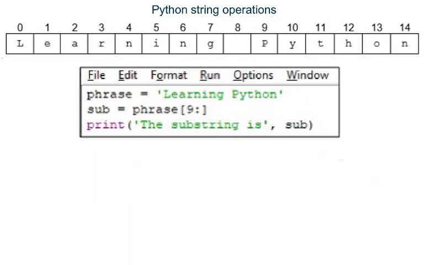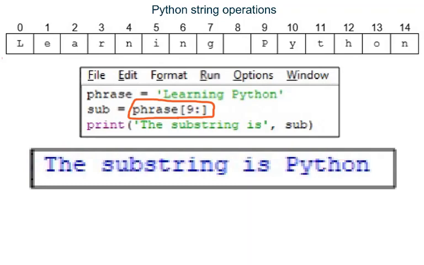If we want to find a substring that finishes with the last character of the original string, then in the square brackets we simply put the starting position followed by a colon, but then with nothing after the colon. So in this program we have 9 before the colon but nothing after the colon. When the program is run, it outputs a substring that starts at index position 9 and goes all the way to the end of the original string.